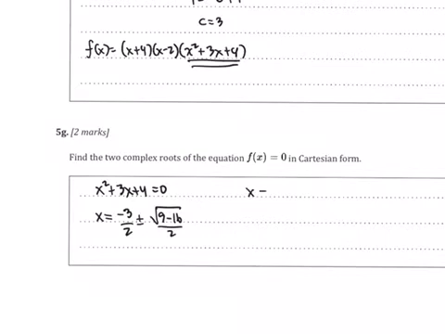So it looks like my complex roots will be negative 3 halves plus or minus i root 7 over 2. They're your complex roots for that polynomial. Alright, let's keep moving.